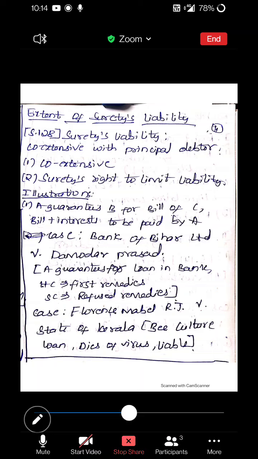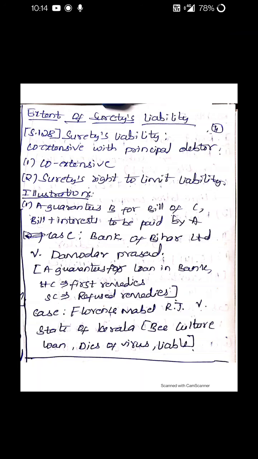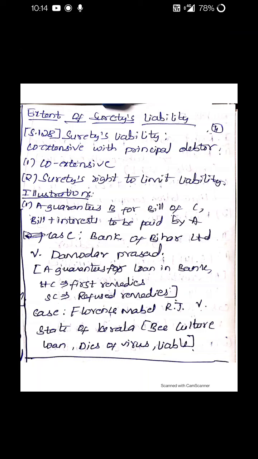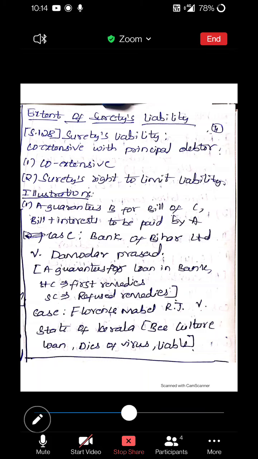So this is an illustration. A guarantees B for the bill of C. On the bill, interest is there. So now A will have to pay bill plus interest to C. He will not just have to pay the bill, but also if any interest has occurred, the surety will have to pay that additional cost also. That is what it means by coextensive.